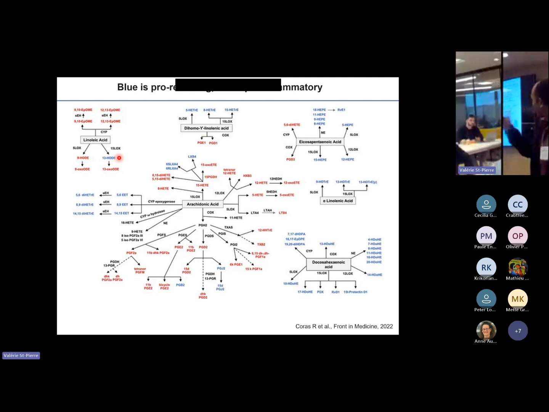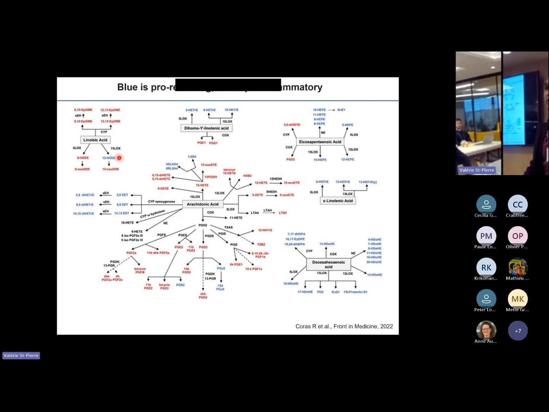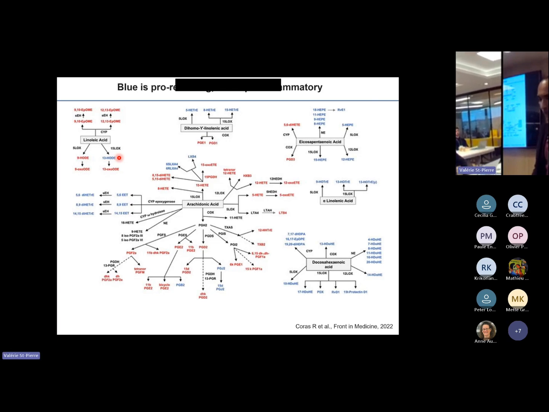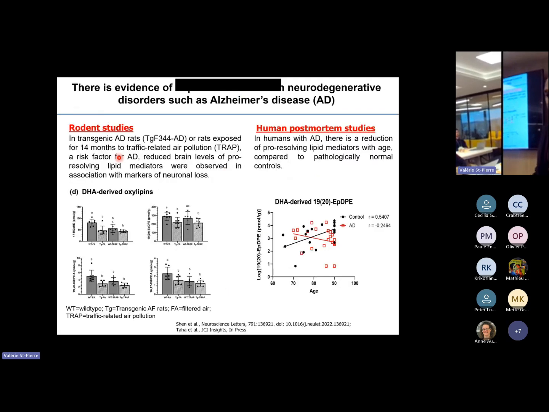And again, you grab them by the same enzymes: LOX, lipoxygenase enzymes; cytochrome P450s for epoxidation; and cyclooxygenase enzymes for oxidation. Now, the reason why all this matters when you go to diseases like Alzheimer's disease is that there is truth to the idea that there's impaired resolution. This is one of our recent papers. It's in press, I guess.